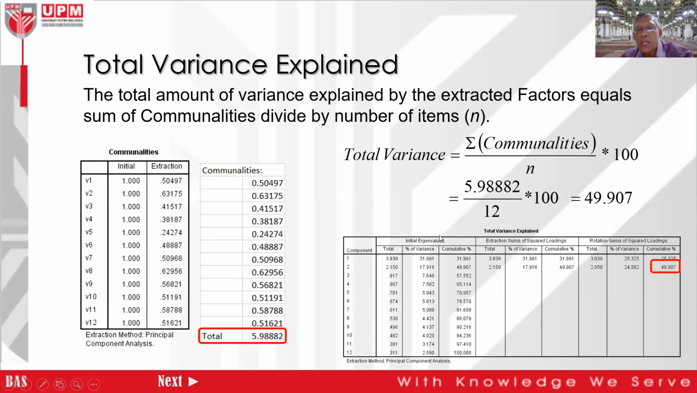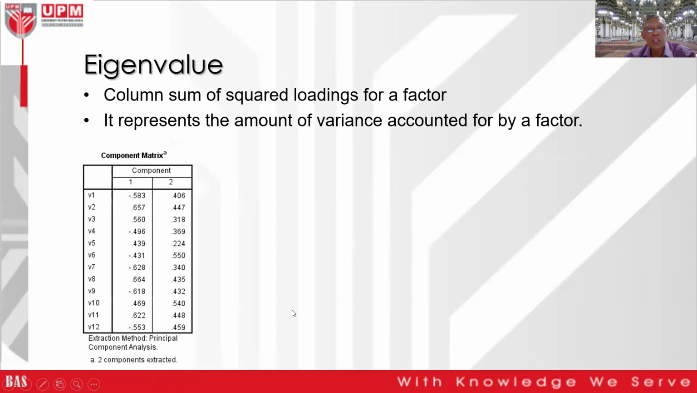If you go for the initial, 49.907. If you go for the rotation result, it is also 49.907 total percentage variance explained. Okay, that will be how they calculate the total percentage explained.